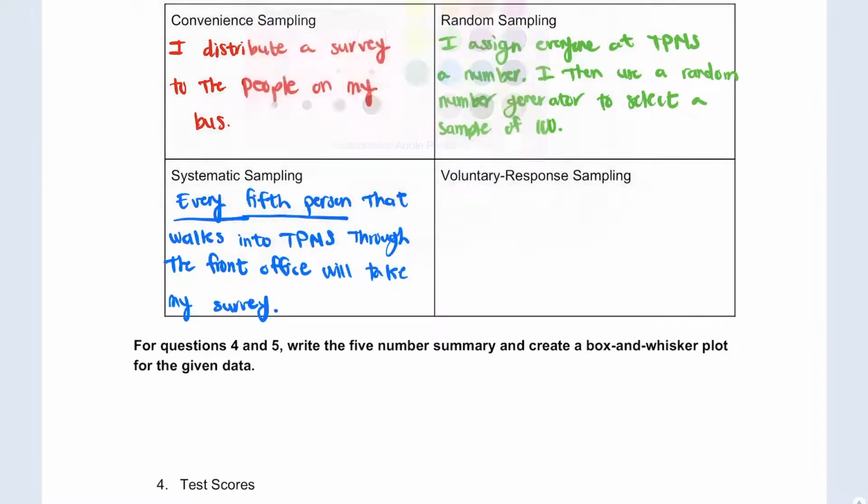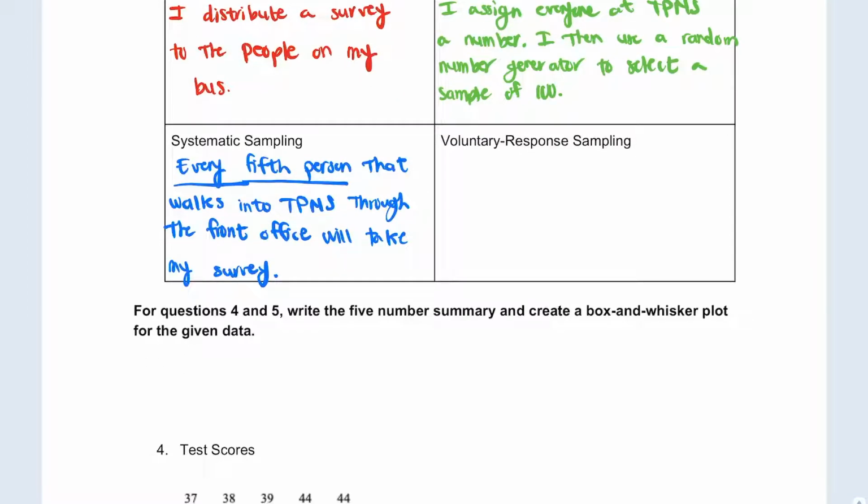Okay, and the last type of sampling plan that we've talked about is voluntary response. So one example that I'm thinking of is, I asked the folks that work on TPMS TV. So I asked the ASB kids who are making the announcements to make an announcement that I have a survey. I have a survey to give out. If you're interested in taking the survey, please stop by the library during lunch. That's what I'm going to say.